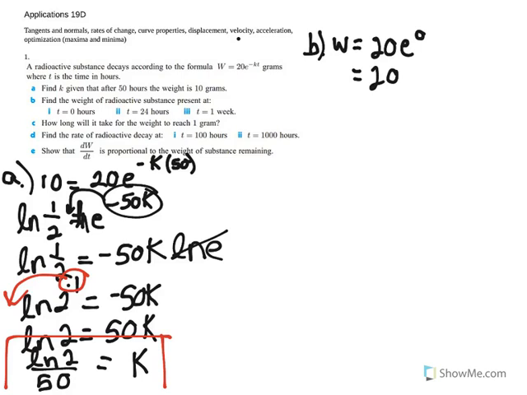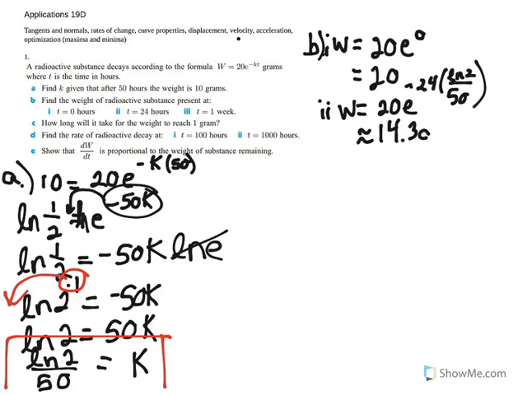So then the second one, 24 hours in. So 24 hours in, that's 20 times e to the negative 24 times our K value, which is the natural log of 2 over 50. This is going to heavily use our calculator, so you're just going to directly type this into your calculator to be able to get, it's approximately equal to 14.3 grams.